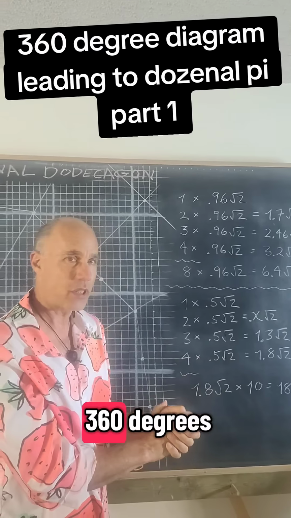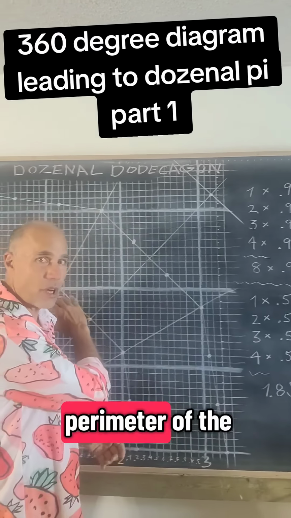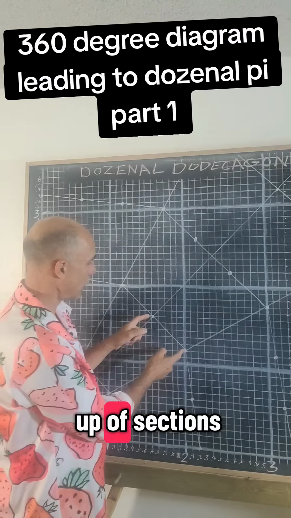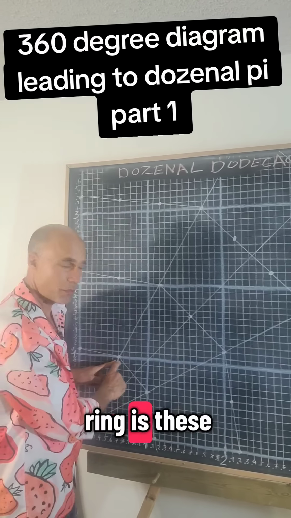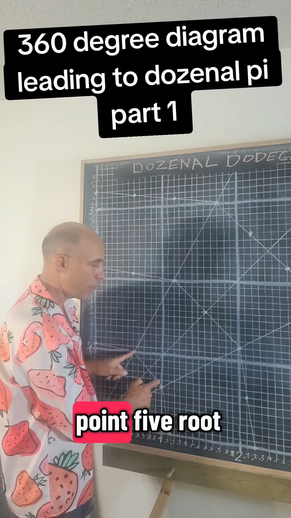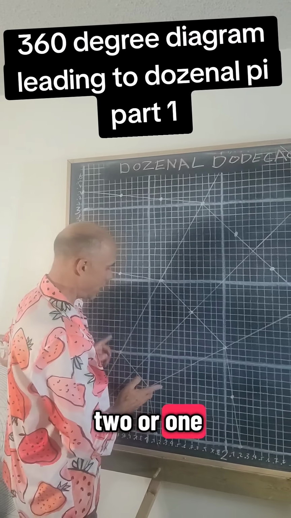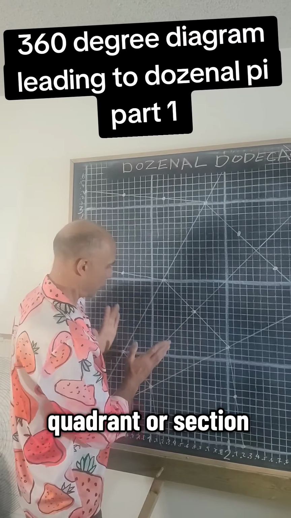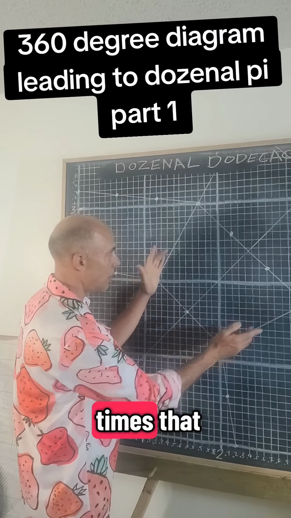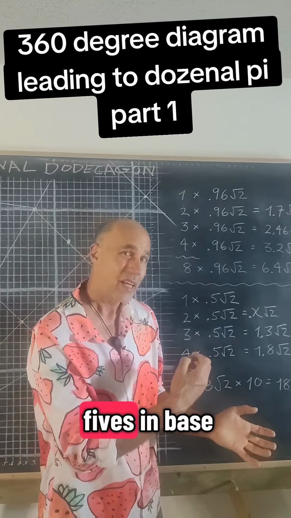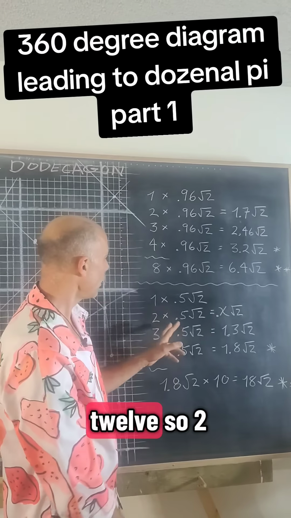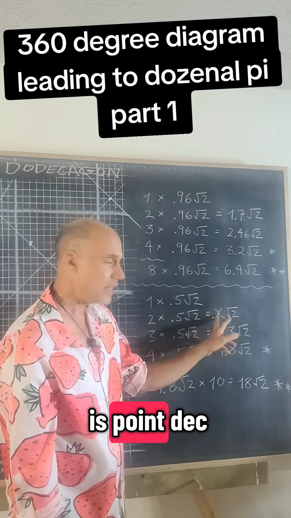diagram for 360 degrees. And so the perimeter of the dodecagon is made up of sections of 0.5 root 2. So the first ring is these 12 sections of 0.5 root 2, or 1 in each quadrant or section of the dodecagon. Then it's 2 times that, 3 times that. So we do that same pattern here. We're counting in 5s in base 12. So 2 times 0.5 is point dec.